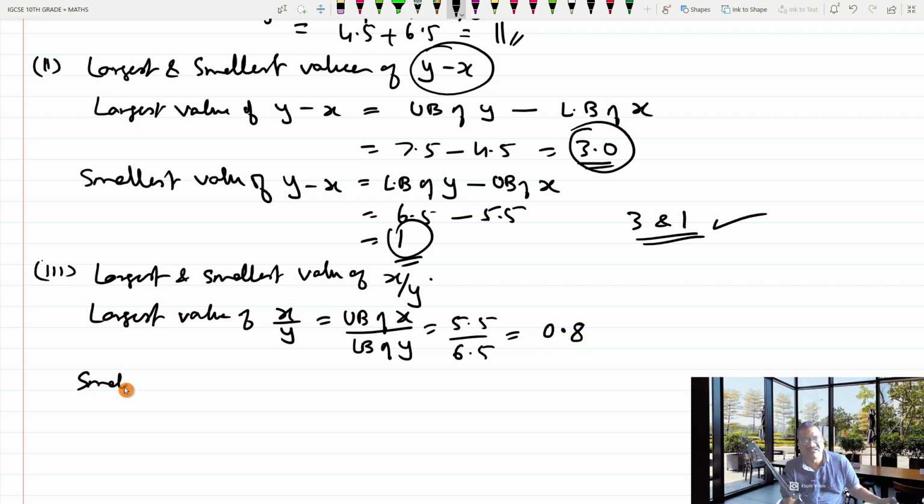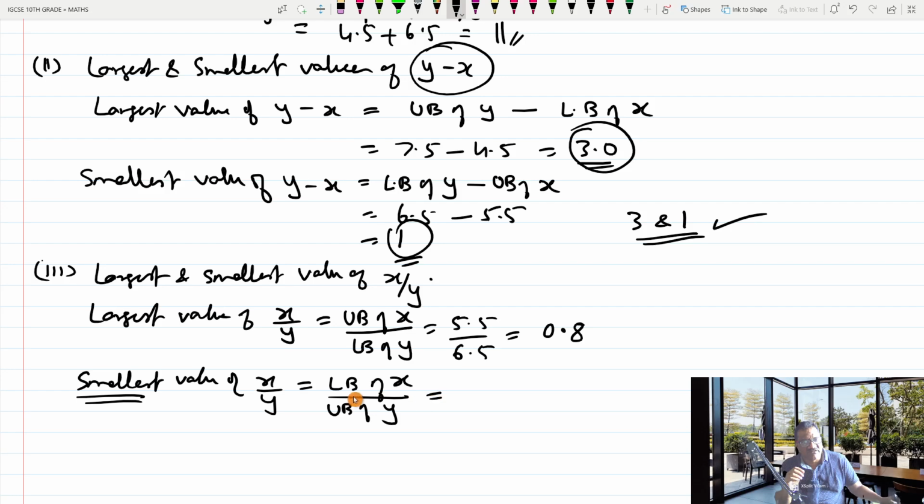Now to get the smallest value of x upon y, you are going to take the lower bound of x divided by the upper bound of y. See, when you take the lower bound of x, the numerator will become smaller, and when you take the upper bound of y, the denominator will become bigger. So when the numerator is smaller and the denominator is bigger, the fraction value will be smaller. That is the logic.